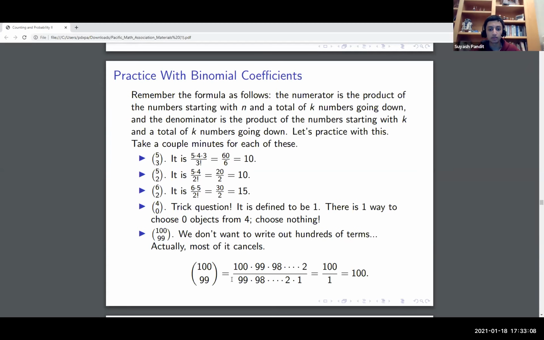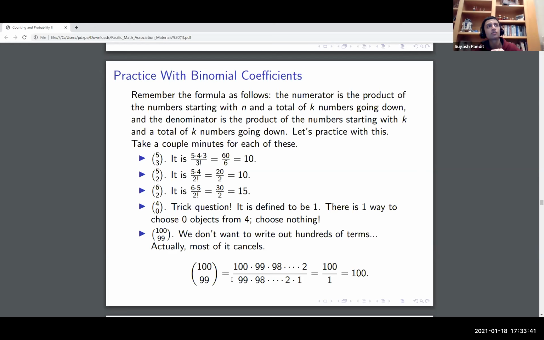Now, a very important concept here. Let's say I have 100 people and I want to choose 99 people to do a job. That's the same thing as choosing one person that doesn't come. So intuitively, 100 choose 99 is the same as 100 choose 1. And obviously 100 choose 1 is 100. That's the deal with 5 choose 3 and 5 choose 2, because 3 plus 2 is 5. So in general, n choose k is equal to n choose n minus k.